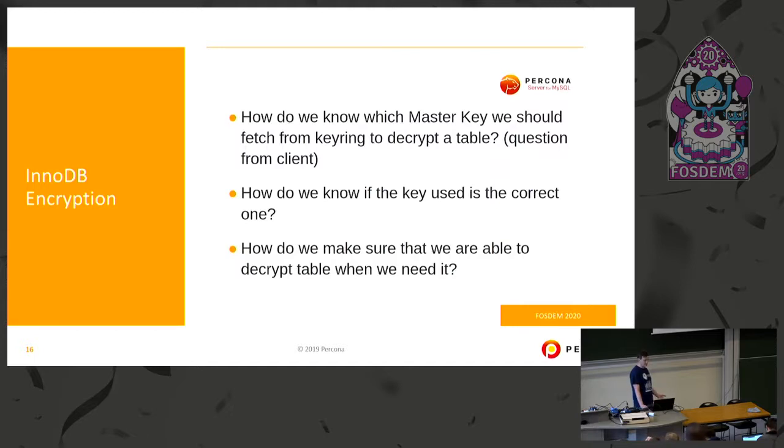But the keyrings can be swapped, and we may have a keyring with a key ID that is okay for us to fetch, that we are looking for, but it turns out that it's the wrong key, right? Because the keyrings were swapped or something. So how do we make sure that the key itself is correct? Because if we start using an incorrect key for decrypting data, we'll get a total mess. Well, the server will crash, basically.